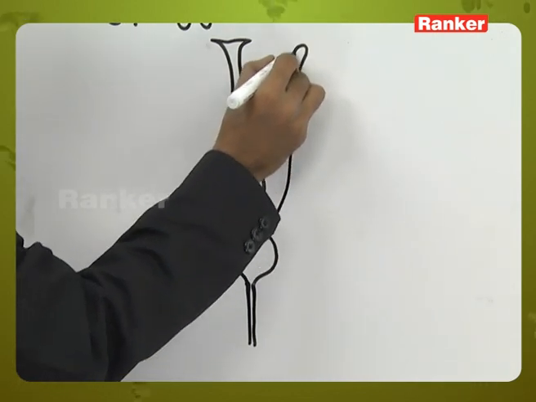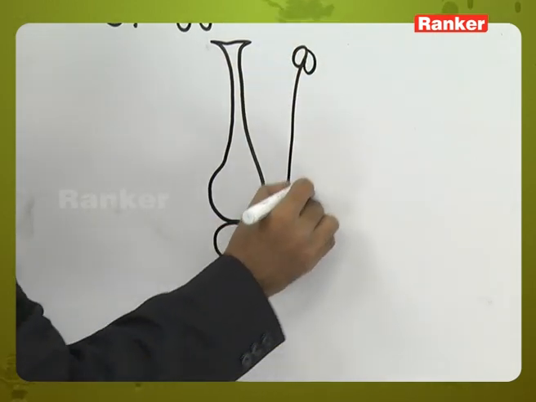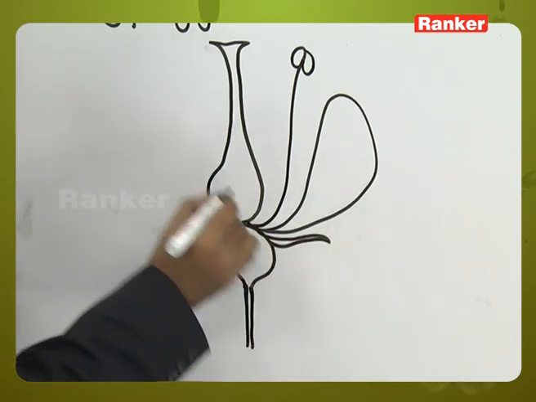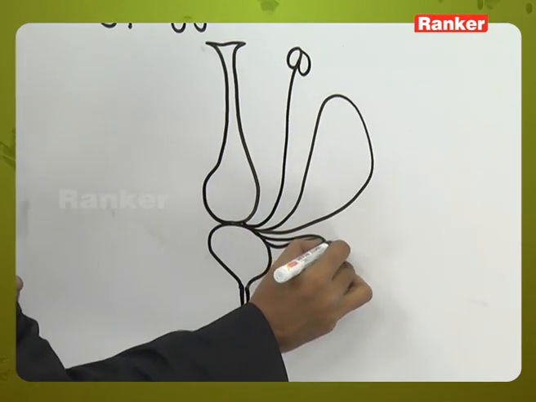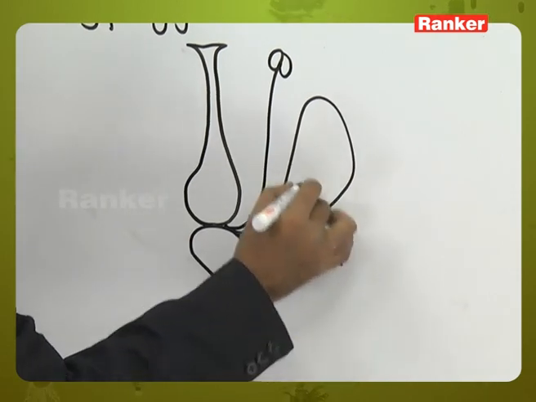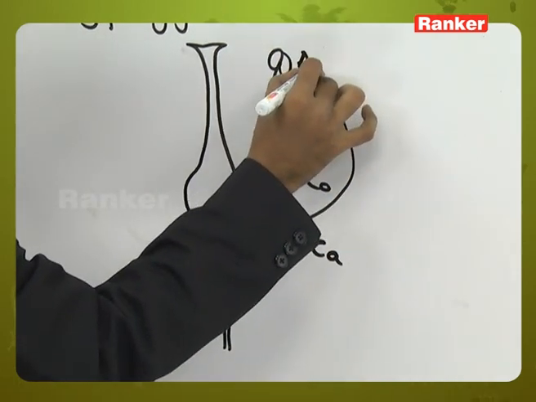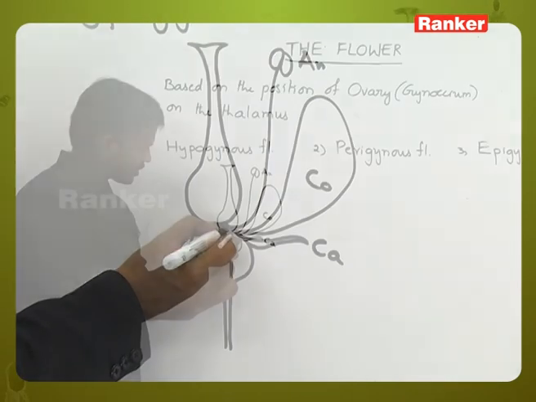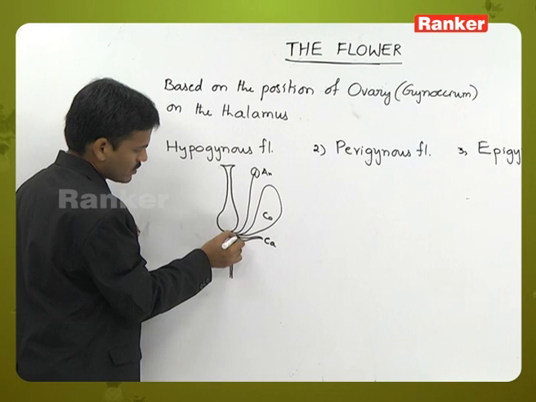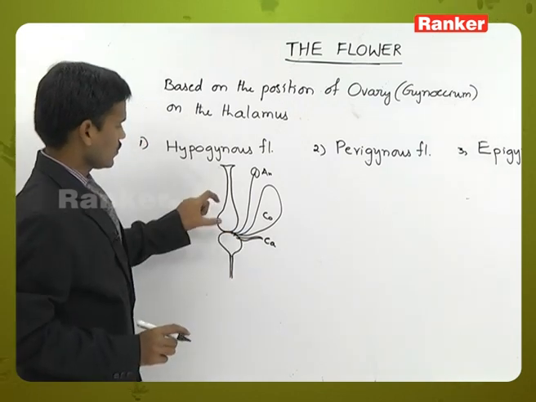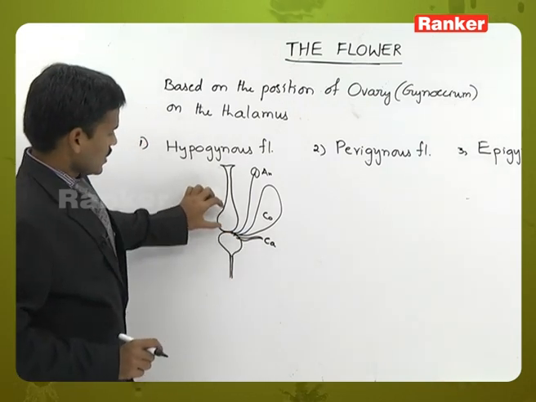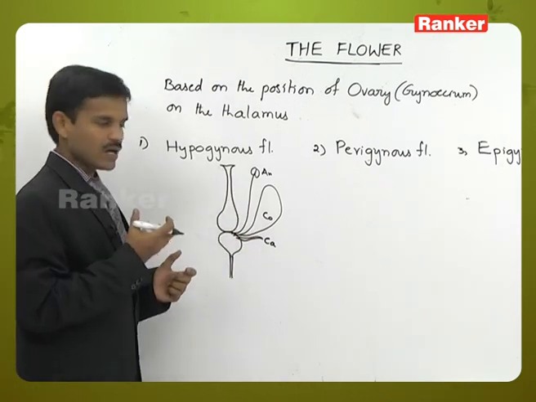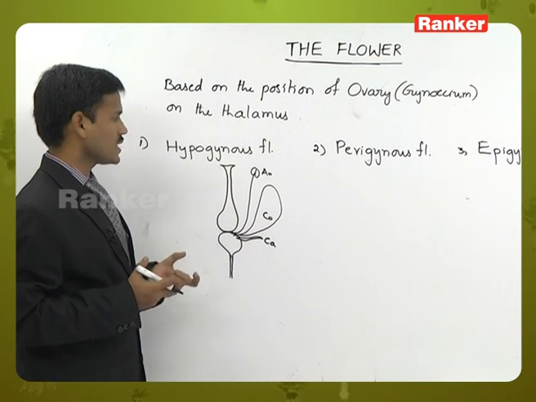Here stamens, petals, sepals. So all of these, calyx, corolla, androecium, are arranged or attached or arising from the parts present below the ovary. Only from below the ovary all the floral parts are arranged or attached or arising. So it is a hypogynous flower.